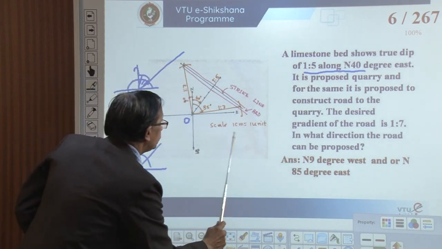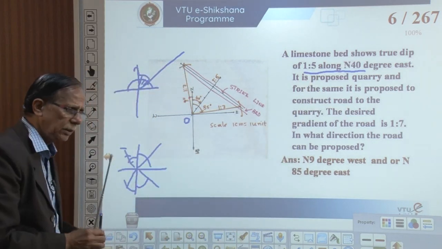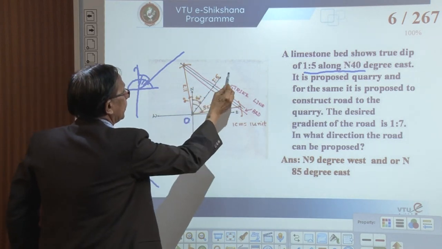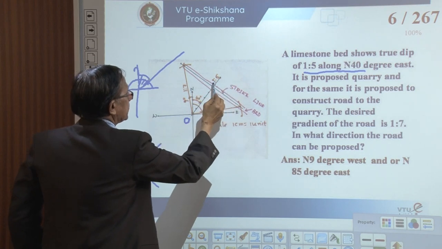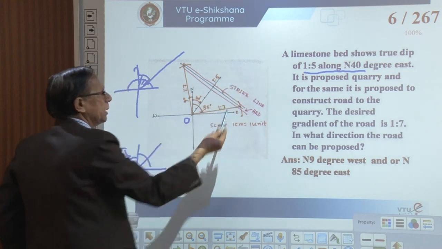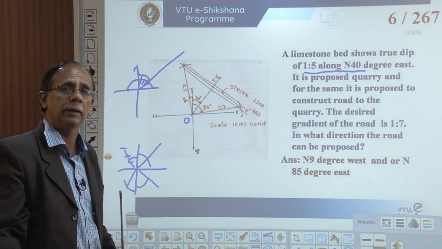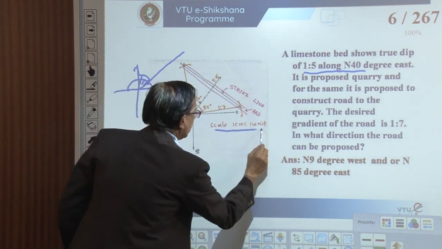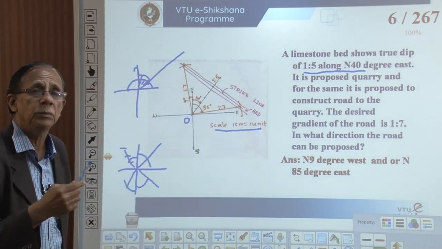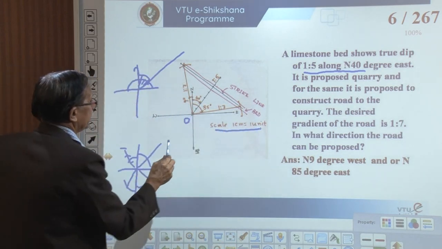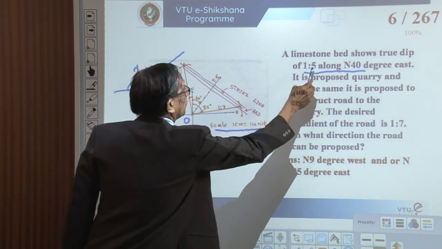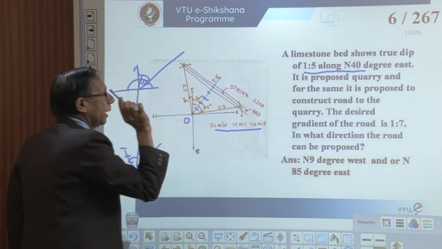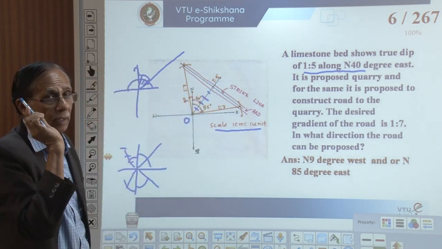I select a suitable scale, 1 centimeter as 1 unit. What do I mean by 1:5? 1 meter to 5 meter, 1 kilometer to 5 kilometer, 1 centimeter to 5 centimeter, 1 inch to 5 inch, that's a gradient, that's a ratio line. If I have selected a scale of 1 centimeter as 1 unit, then I have to represent 1:5. 1, 2, 3, 4, 5, I have marked.